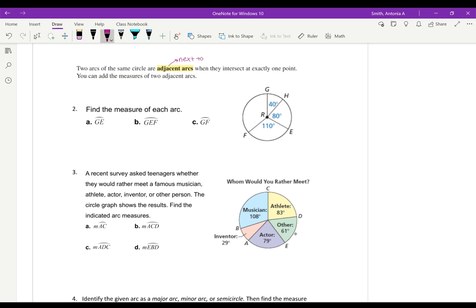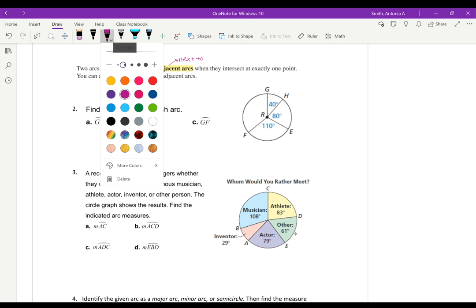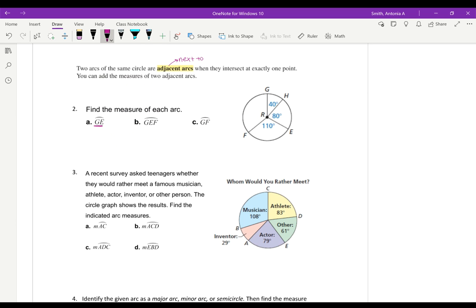Okay. So number 2, it wants us to find the measure of each of the following arcs. The first one is GE. So from G to E, this is less than a semicircle. This is a minor arc, which means I'm just looking at adding up those angles that are inside. I'm really just adding up those two right there, which is 40 plus 80, or 120 degrees.